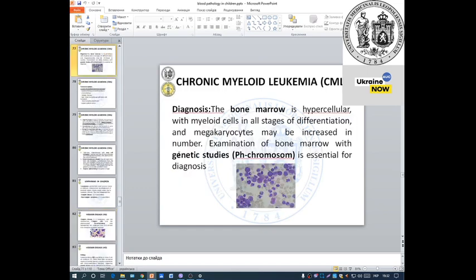The bone marrow is hypercellular with myeloid cells in all stages of differentiation, and an increased number of megakaryocytes. Genetic investigation of the bone marrow for Philadelphia chromosome is essential for diagnosis.